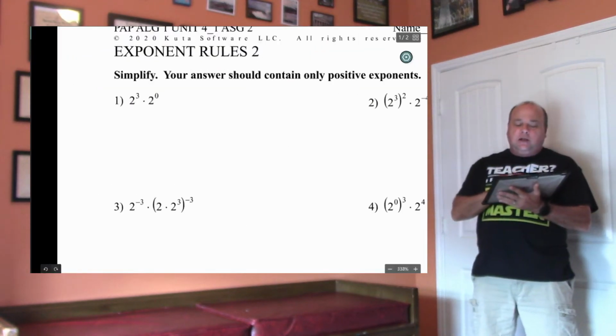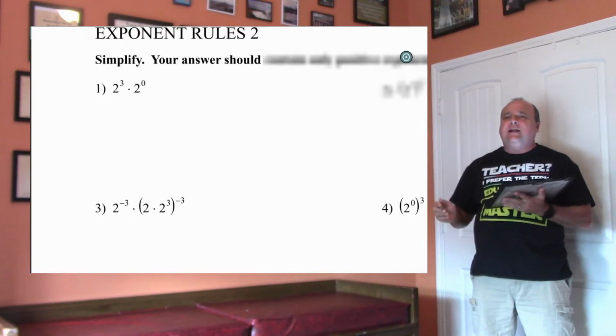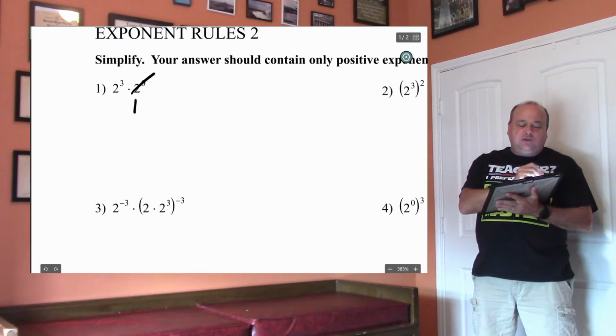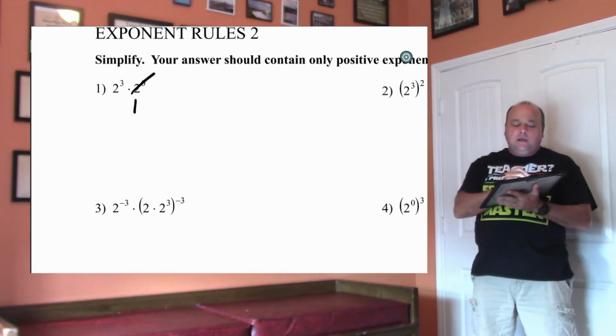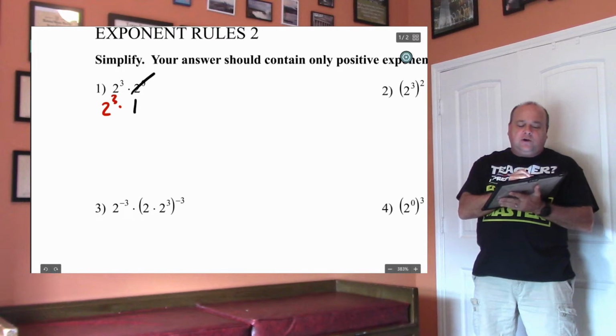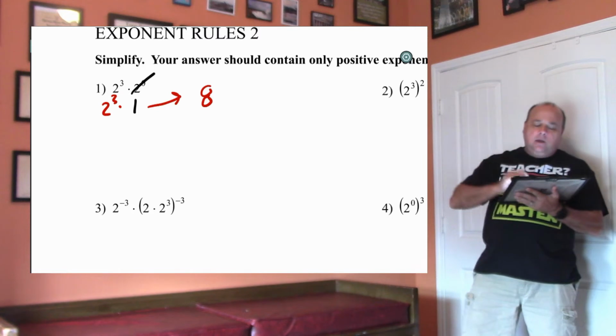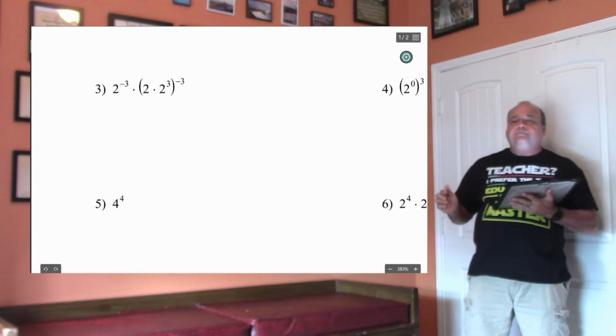So let's look at number one. I'm going to go down the left side and do some of the odds for you. On number one, that 2 to the 0 turns into a 1, doesn't it? Anything to the 0 power is a 1. So this is going to turn into 2 to the 3rd times 1, which is going to be 8. Okay? Go down here to number 3.